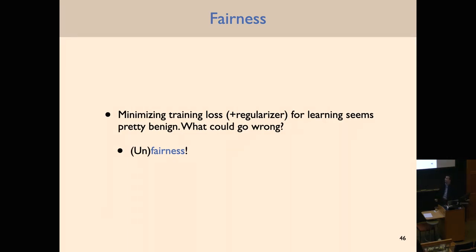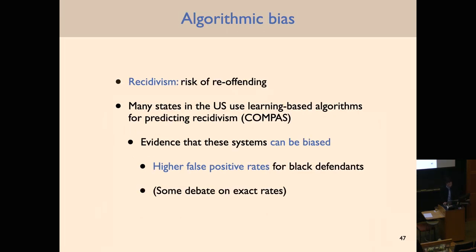One of the things that people have realized over the last maybe 6 or 7 years in particular has to do with fairness, or unfairness, that comes about from this kind of learning scheme. One of the most well-known examples of this kind of algorithmic bias comes from recidivism. Recidivism is a legal term for the risk of reoffending. If someone has committed a crime, what's the probability that they're going to commit another crime? That sort of determines bail amounts, or whether someone gets bail, and those kinds of things.